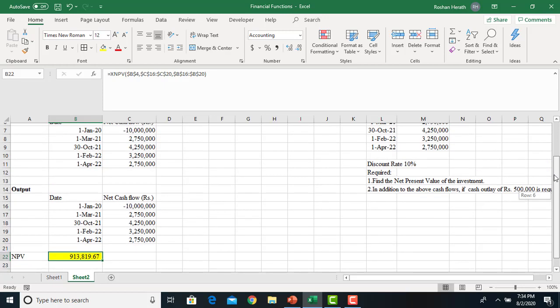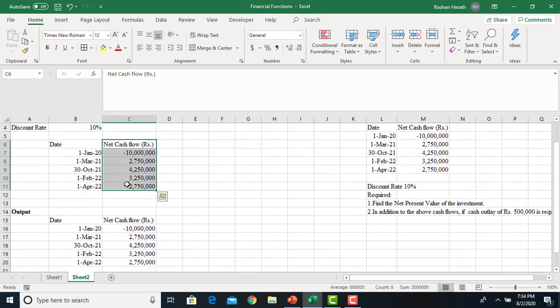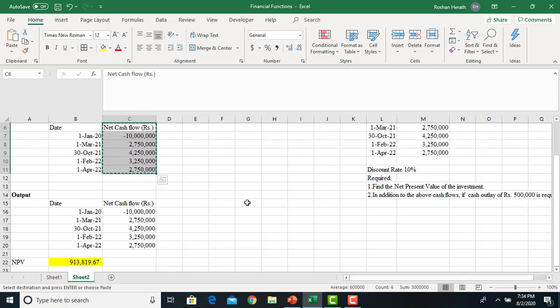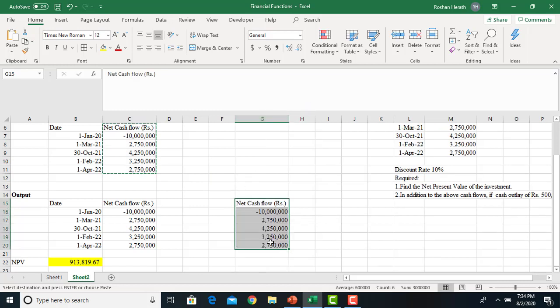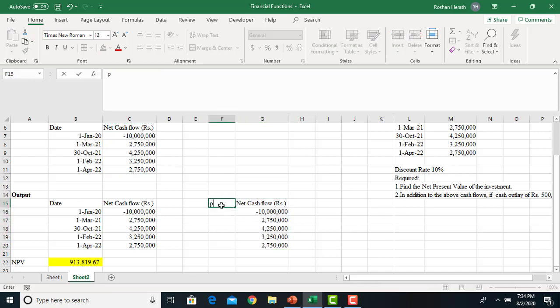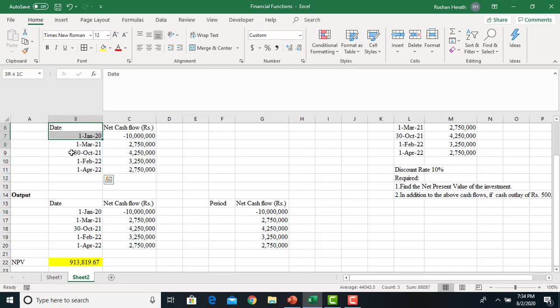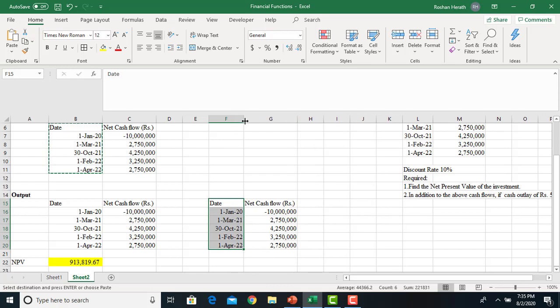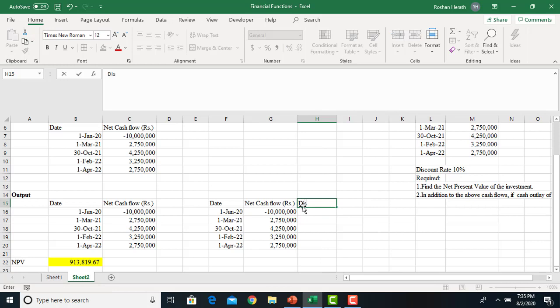In that, we may take these cash flows. In order to work the things out manually, I might take them over here so you can have a better view. The cash flows, then you can take the period. If you wish, you can put the dates. Let's take the dates as usual. Copy that. Then you have to have the discounting factor.